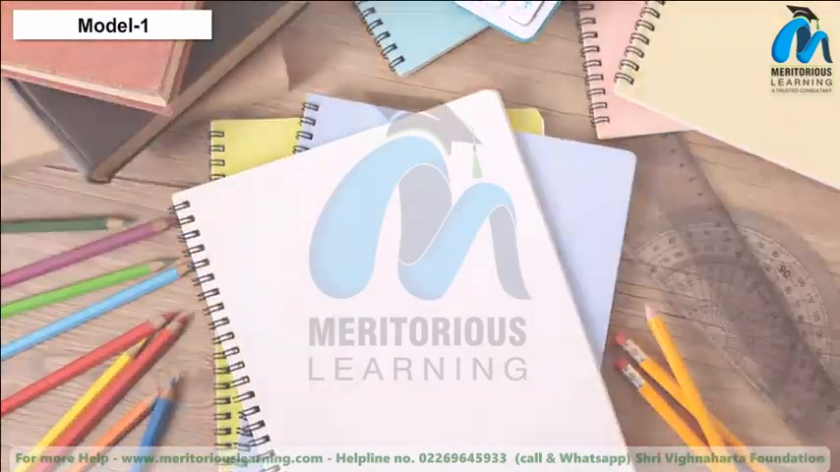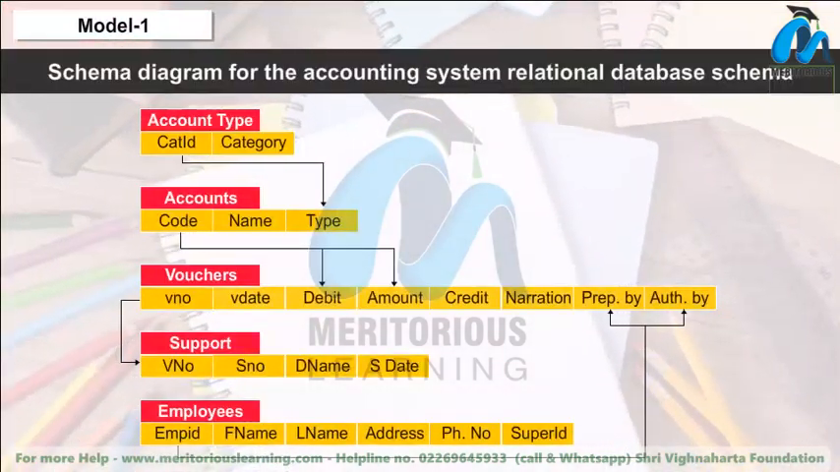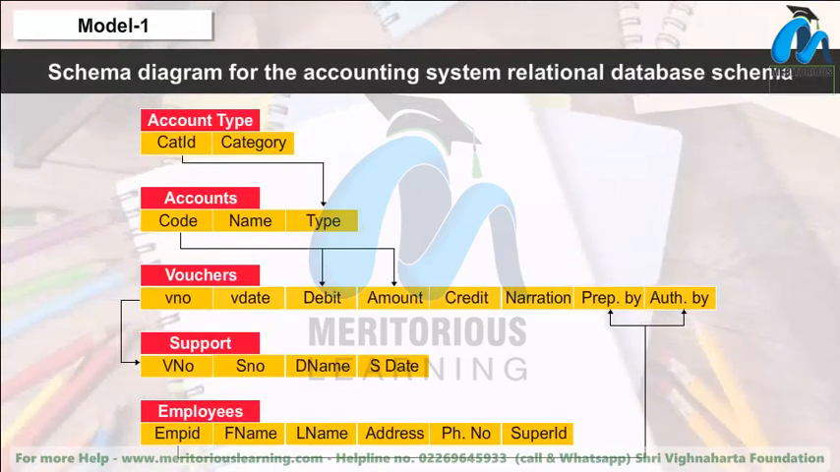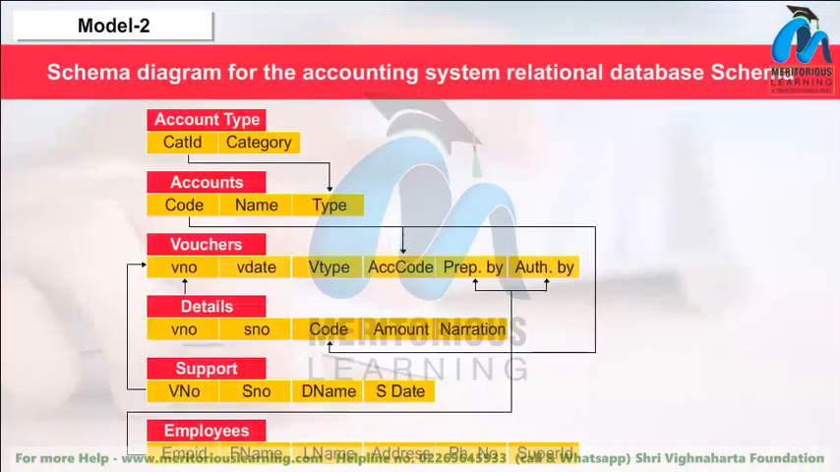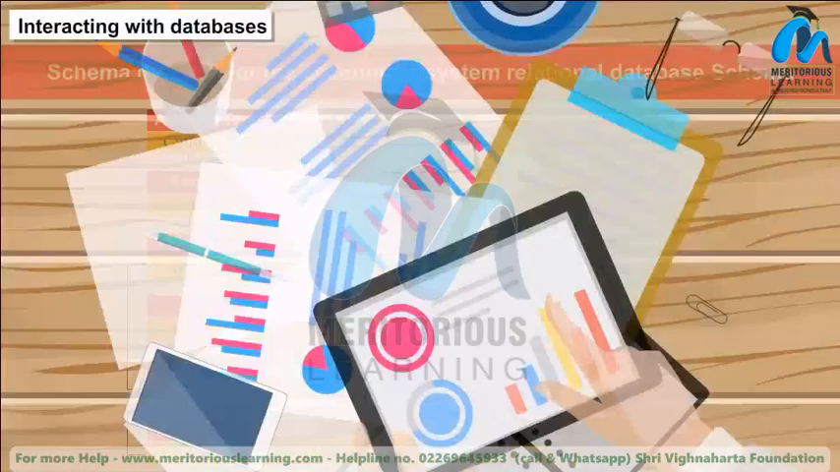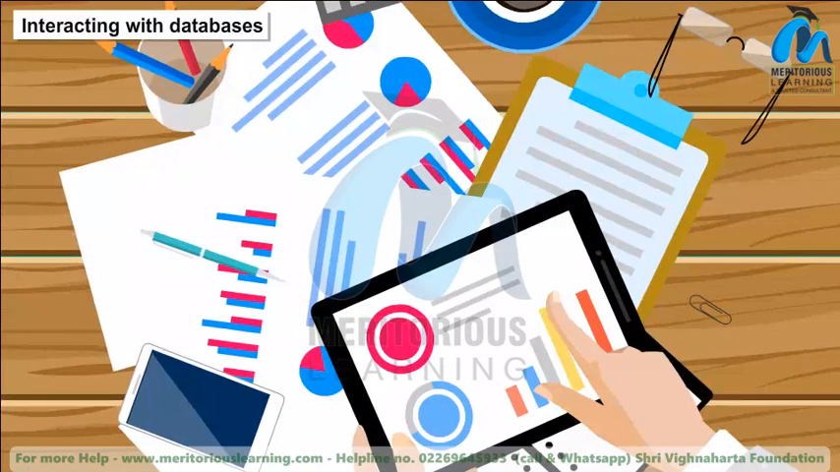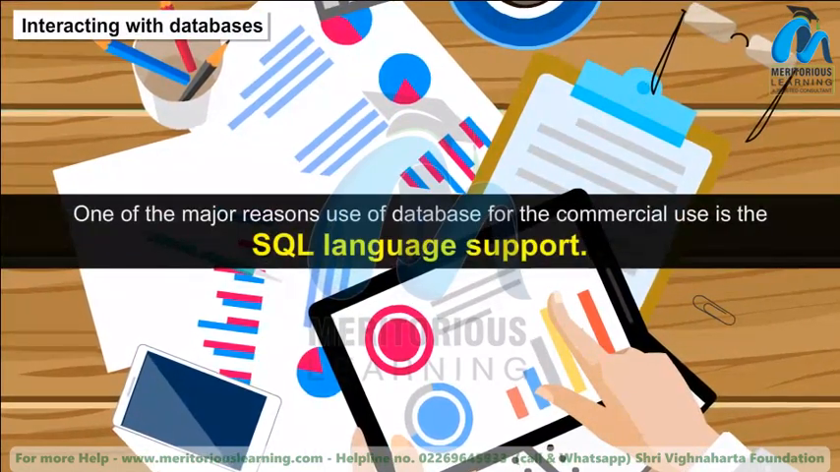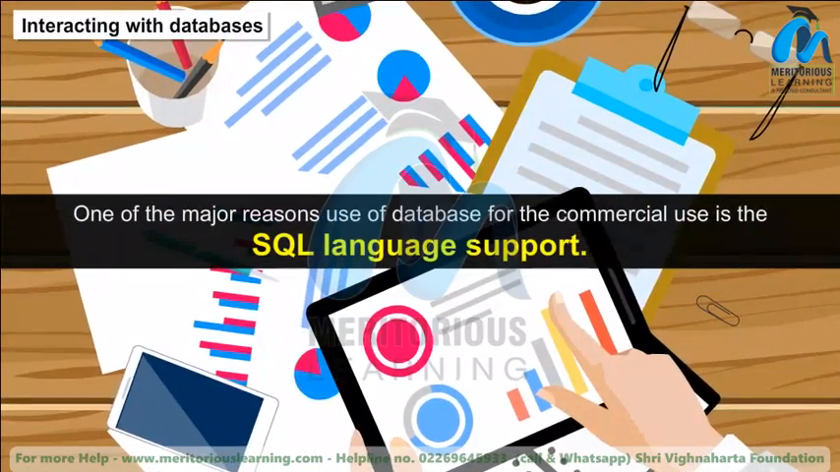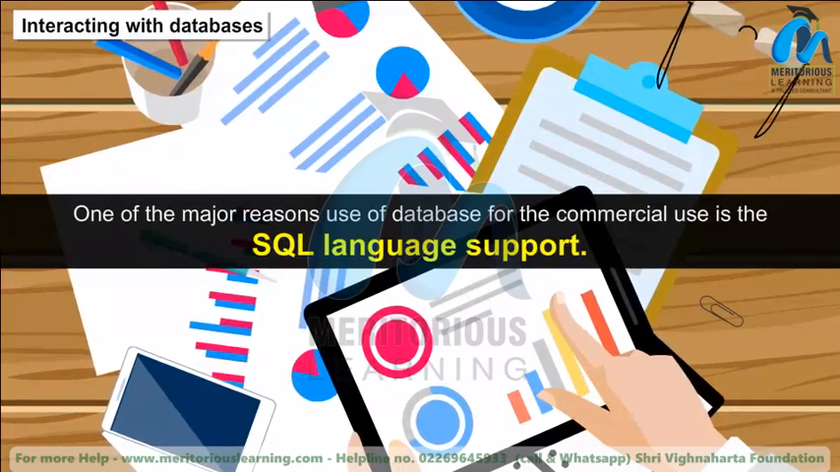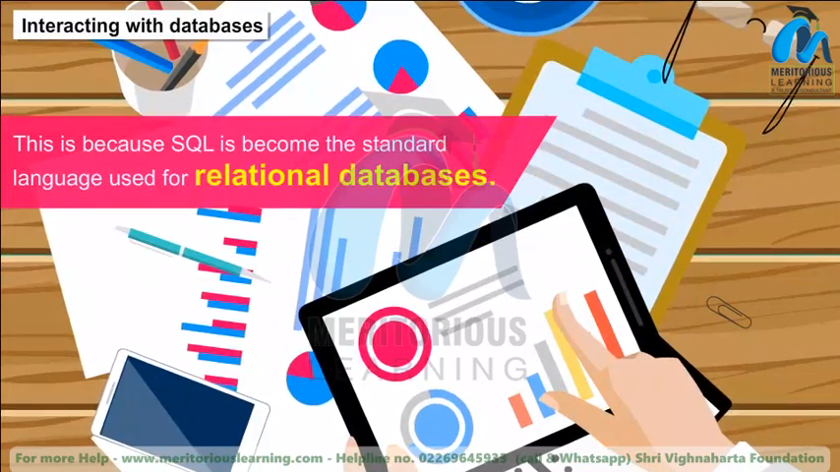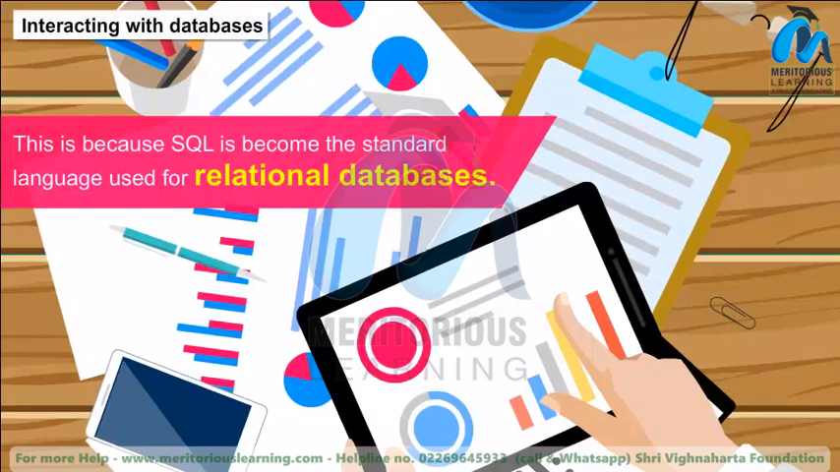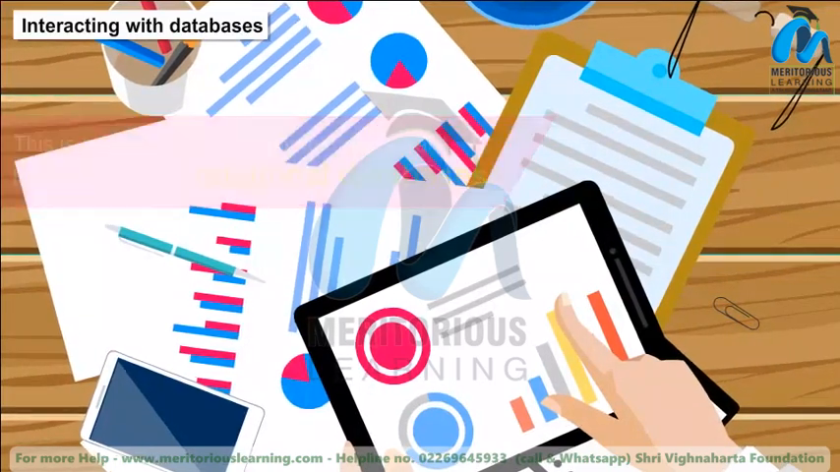Model 1. Schema diagram for the accounting system, relational database schema. Model 2. Schema diagram for the accounting system, relational database schema. Interacting with databases. One of the major reasons for the use of databases for commercial use is the SQL language support. This is because SQL has become the standard language used for relational databases.